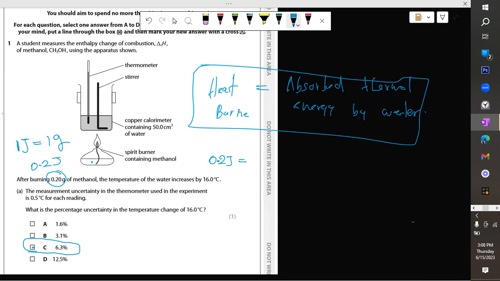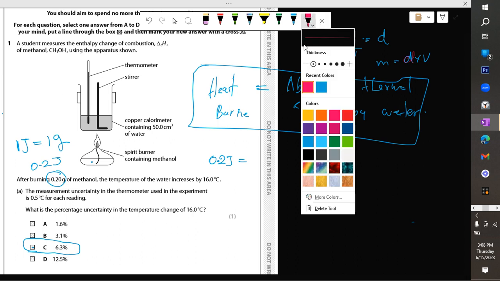Absorbed heat by the water: you need mass, but we have volume. Mass divided by volume equals density, so mass equals density times volume. Guys, density will cancel out in the calculation, but for convenience, I am going to put the density of the water as D.